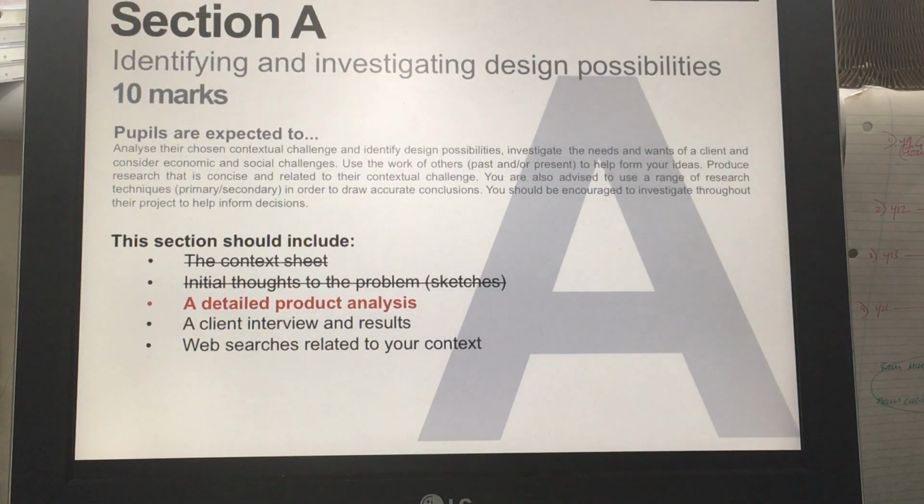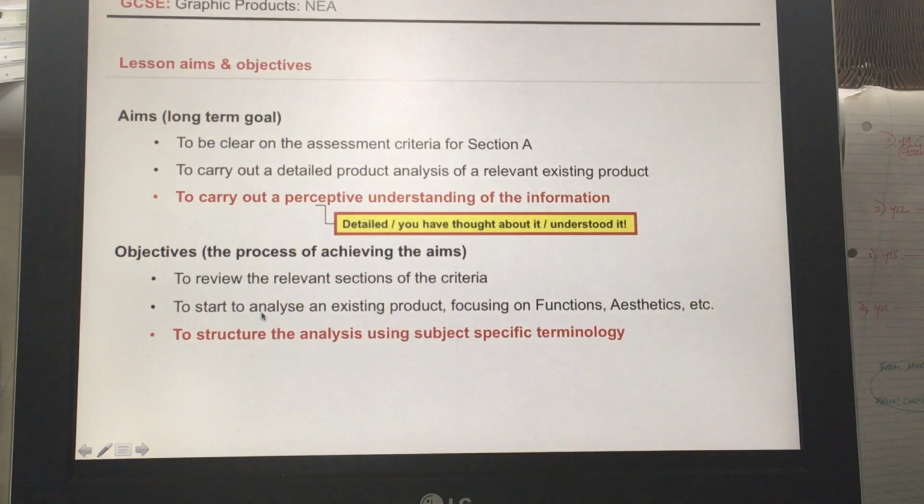Moving on, you've got this sheet, which you've already had. It gives you a really clear outline as to what you want for section A, but then we're ticking these off. So we're on this bit, a detailed product analysis, which is the red section there we're going to look at today. We're going to make sure you've got a perceptive understanding of the information there. This word perceptive just means it's got to be detailed. You've thought about things. It's not just a superficial analysis. You're giving me reasons why in your annotations.